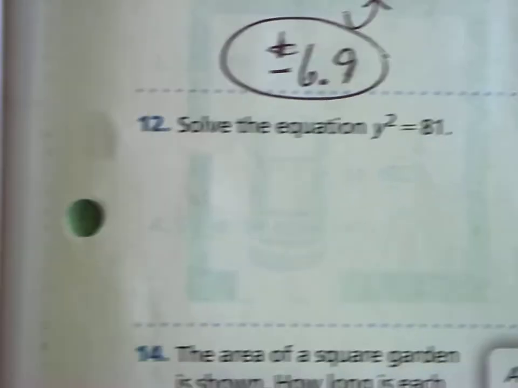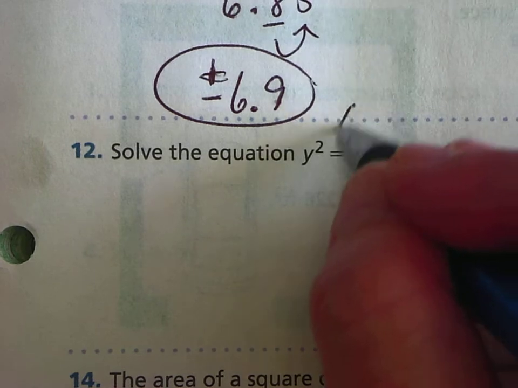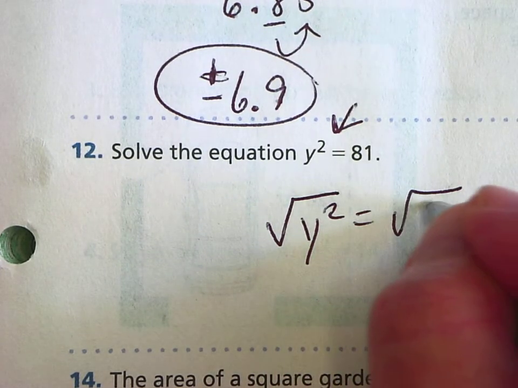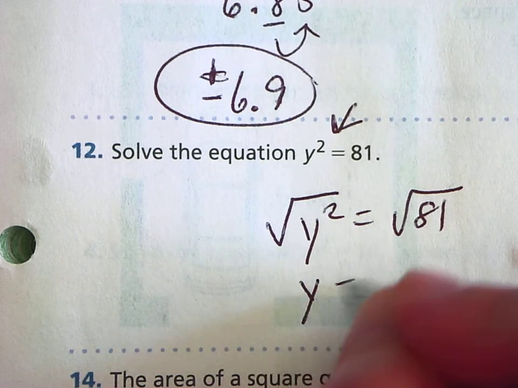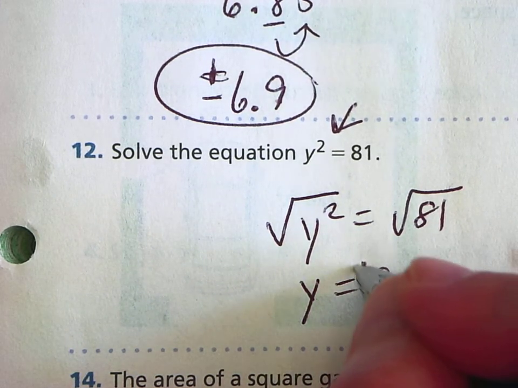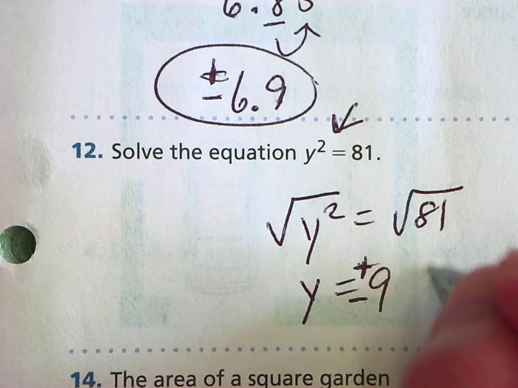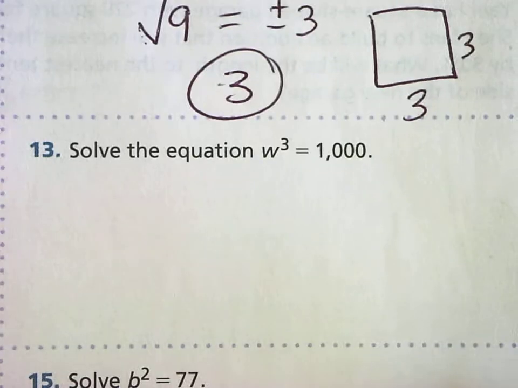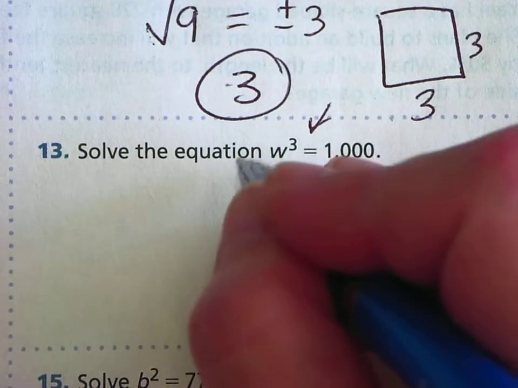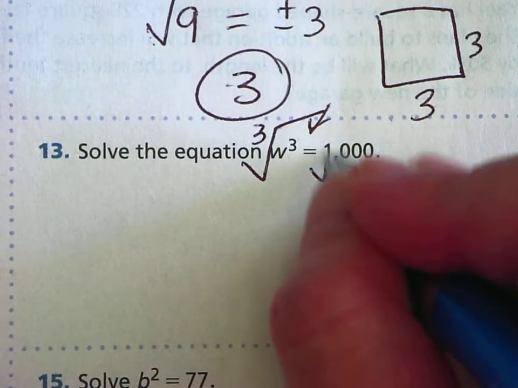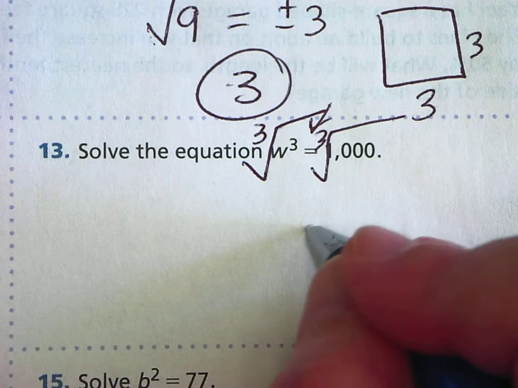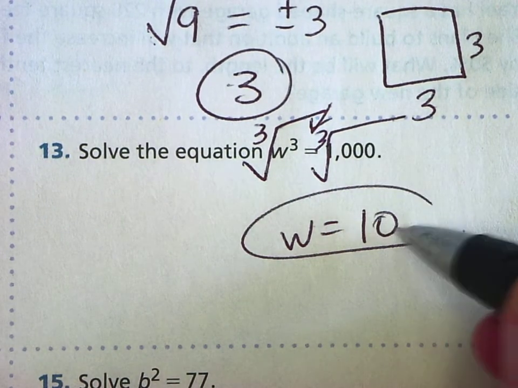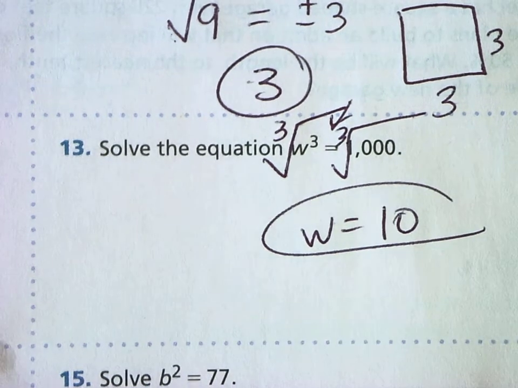Okay, let's keep going. If you look at the next one, number 12, that's a 2, so you're going to square root both sides. So the square root of y squared is y, and the square root of 81 is 9. Positive and negative 9, because this is just an equation. It's not a real life situation. Okay, so take a look at this one. That's a 3. That means you're going to cube root both sides. Cube root of 1,000 is 10. And your only answer is positive because that's a positive number right there.